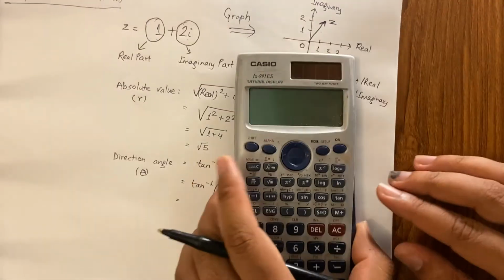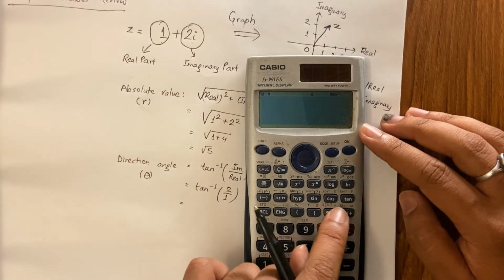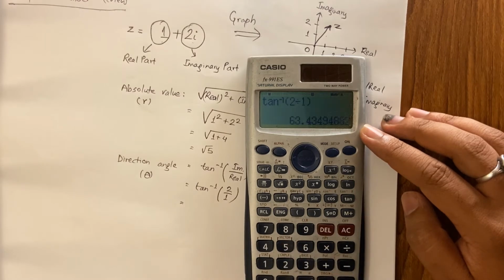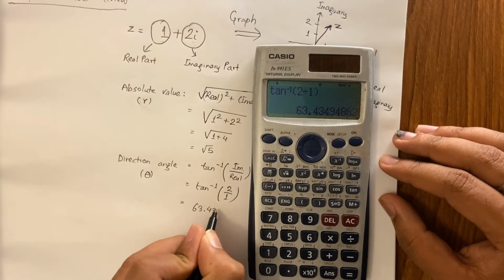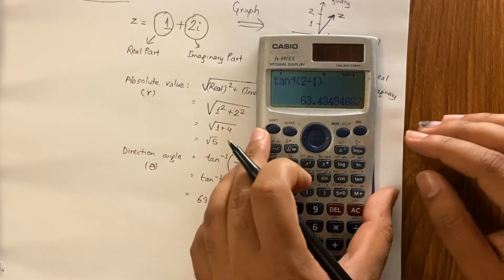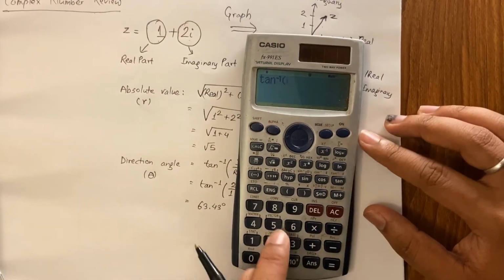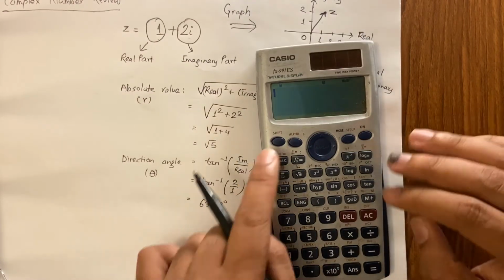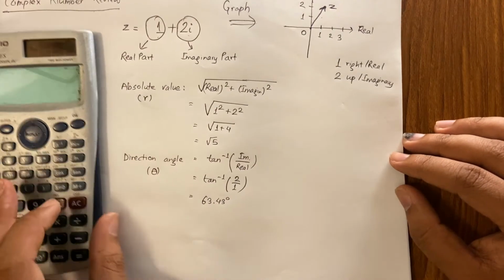Now let's take a quick look at the calculator. The way you do inverse tangent is you do a shift and you do a tan, you do 2 divided by 1, which gives you 63.43 degrees. Again, you do your shift, tan, imaginary part divided by the real part, gives you 63.43 degrees. And that's all we'll do on a calculator for now.